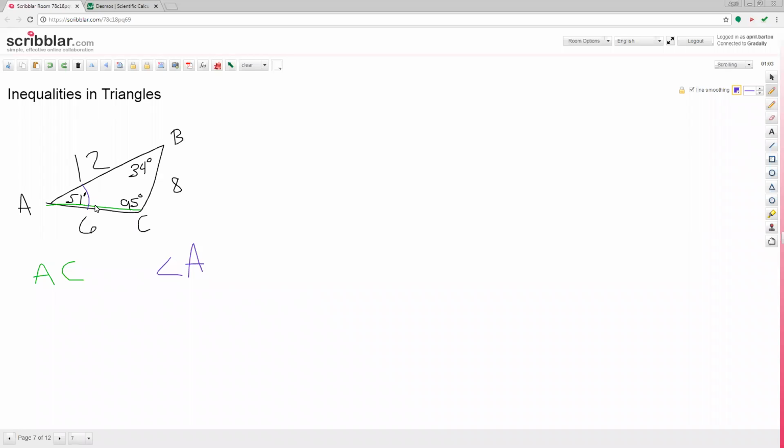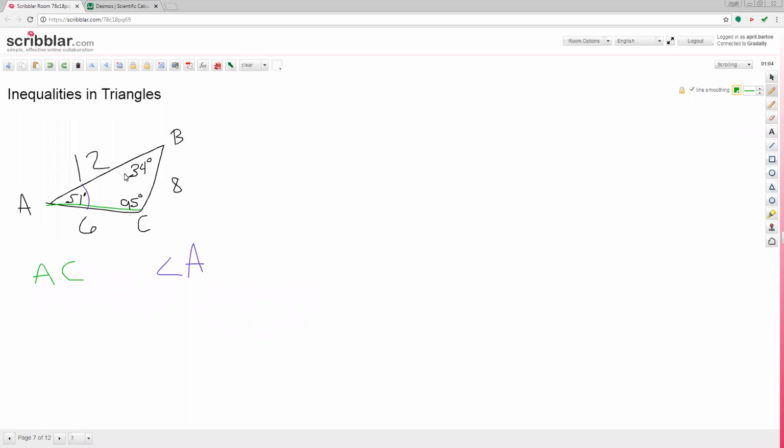The sides can relate to the angles in that the smallest side corresponds to the smallest angle, and the biggest side corresponds to the biggest angle. So AC is the smallest side. Which angle is the smallest angle? And you can unmute yourself or type into the chat box. Which angle is the smallest?